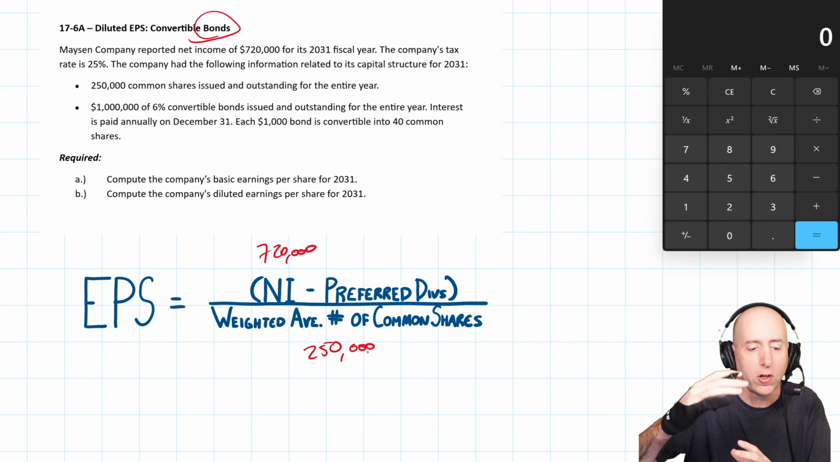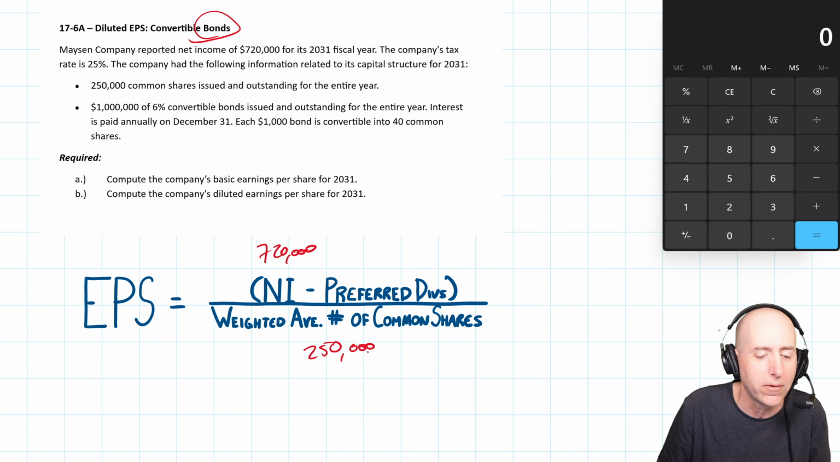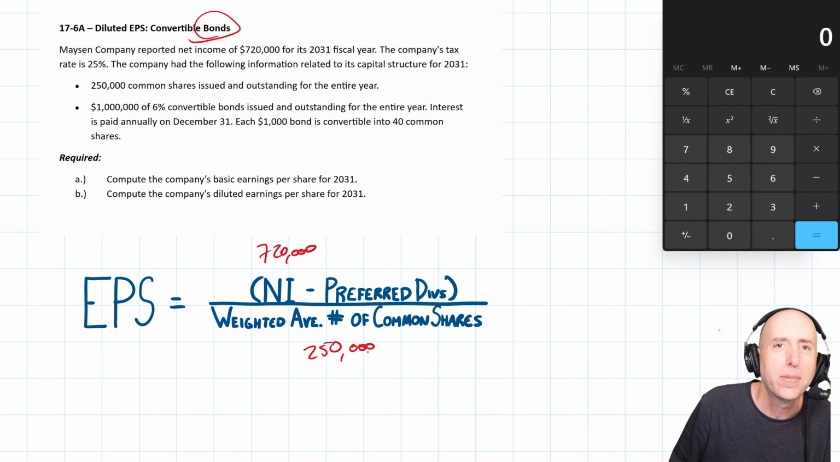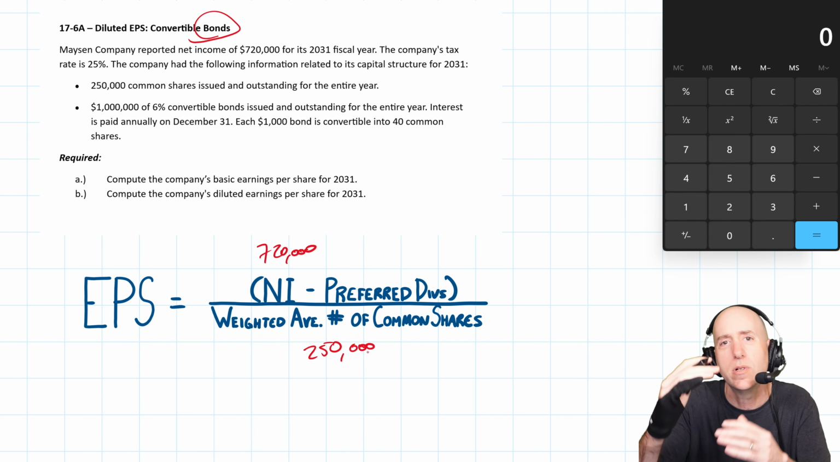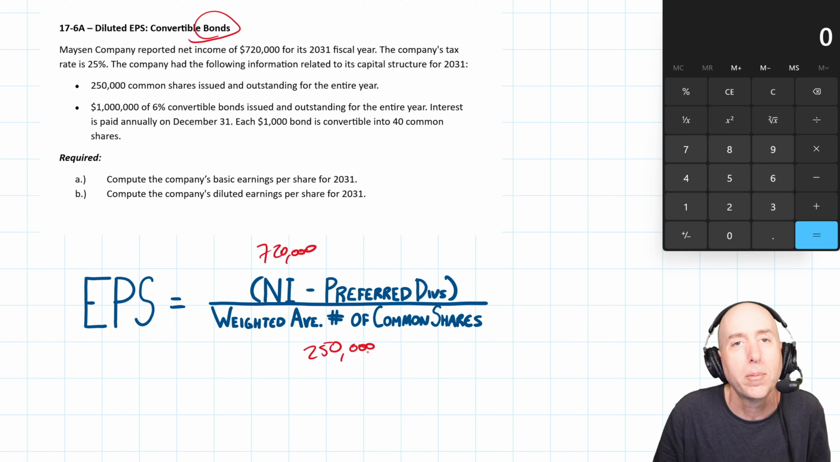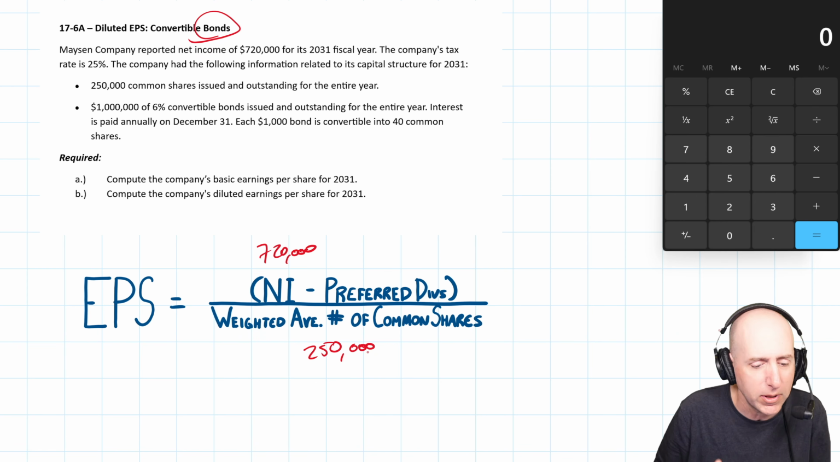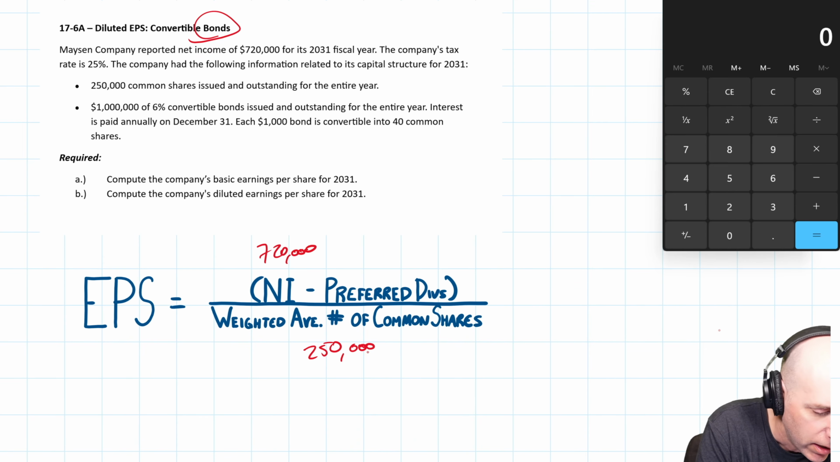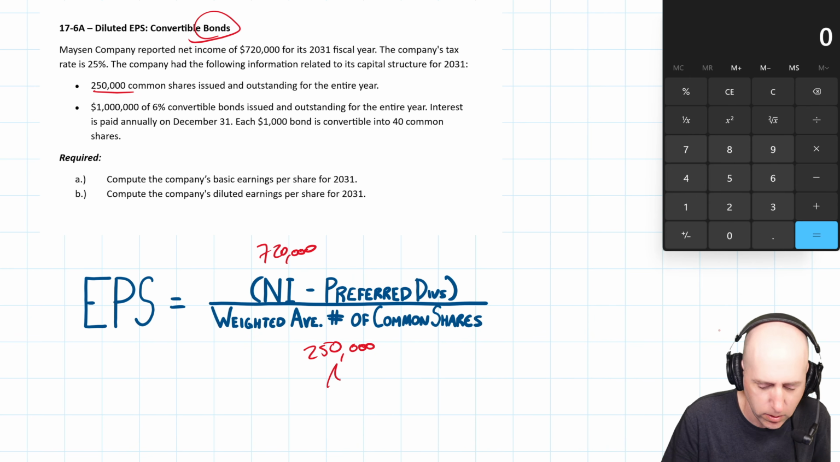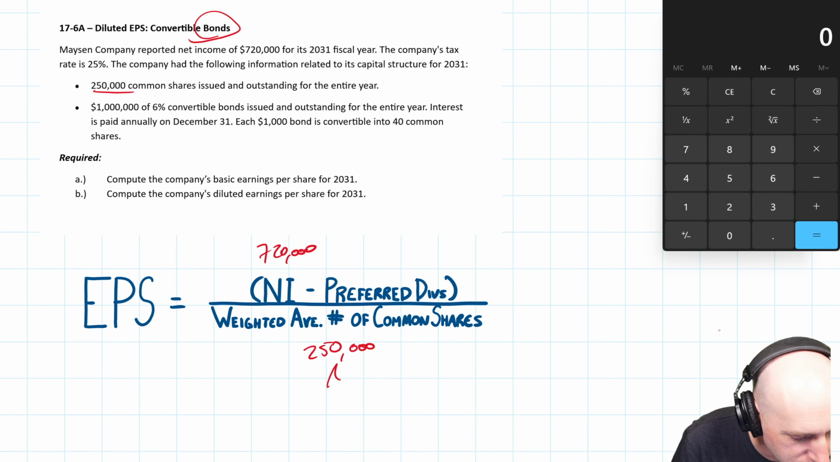And so if you sort of layer these things on top of each other, right, we've got some dilutive security. The weighted average number of common shares has to be calculated because there's issuances and repurchases of shares. These questions can get more and more complicated, and we'll do that in this chapter. But this is a straightforward one where they just said, we only had 250,000 shares. They were issued and outstanding the whole year, so they gave us the number. That makes our life easy.